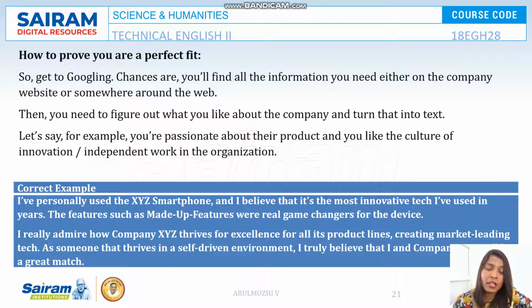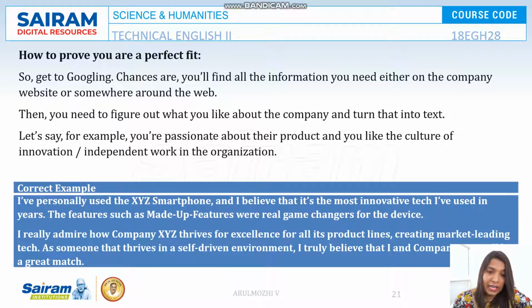Instead of saying that, you should do the groundwork before you write the cover letter. Be exact about what the company is known for and where they excel. You have to hit there. Take for example, I have personally used this Apple smartphone, and I believe that it is the most innovative tech I have used in years. The features such as these are really game changers for the device. Really admire how the company strives for excellence for all its product lines, creating market leading tech.